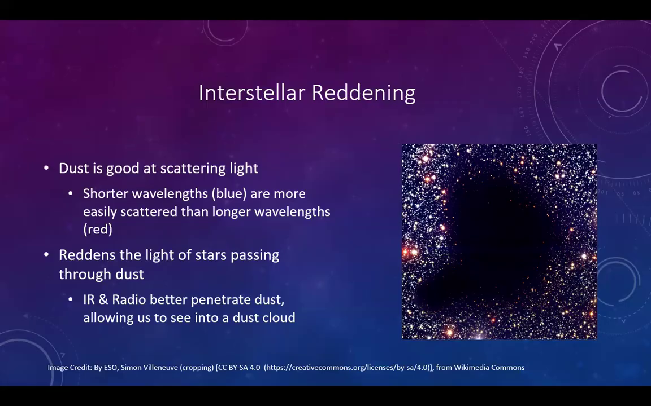So dust will redden the light of stars passing through dust. IR and radio waves better penetrate dust, allowing us to see inside of the dust cloud. This is very useful if that dust cloud is where new stars are being formed, because we want to watch the process of star formation and understand it.